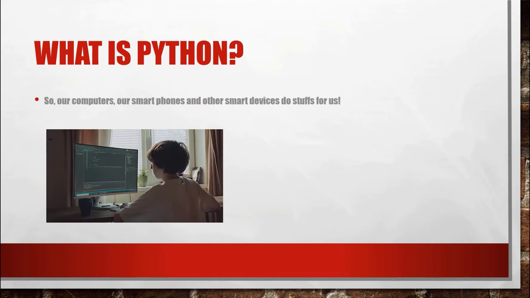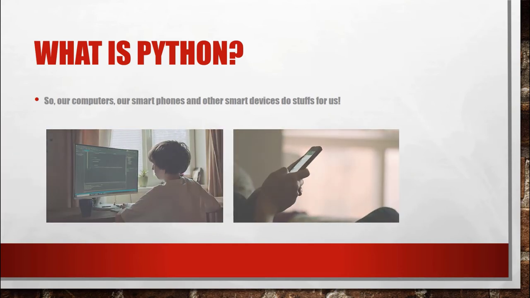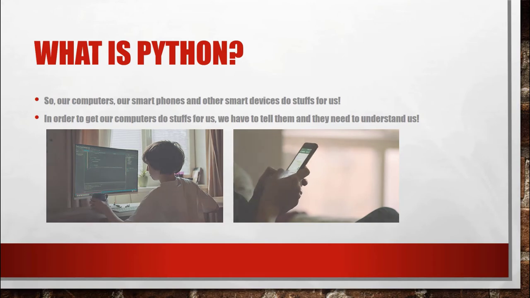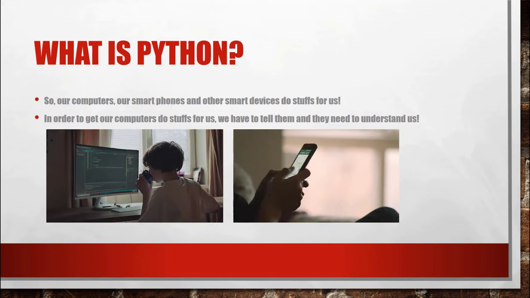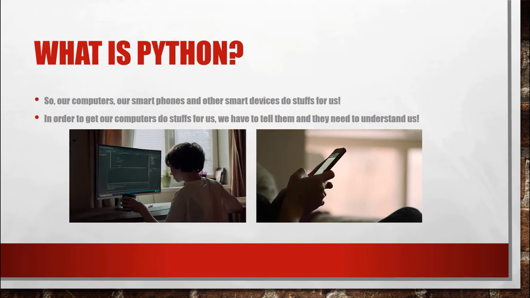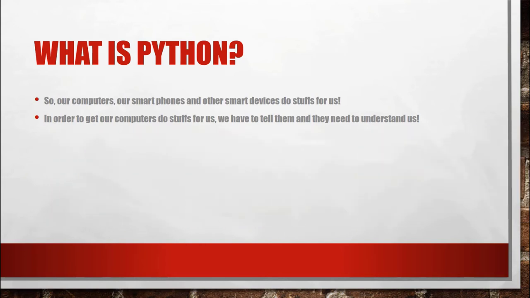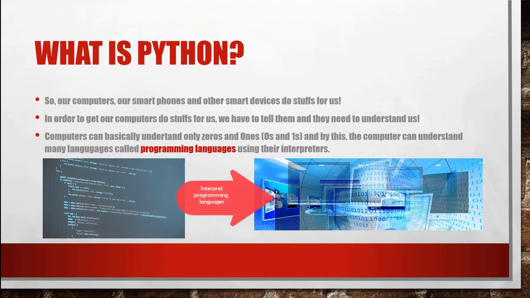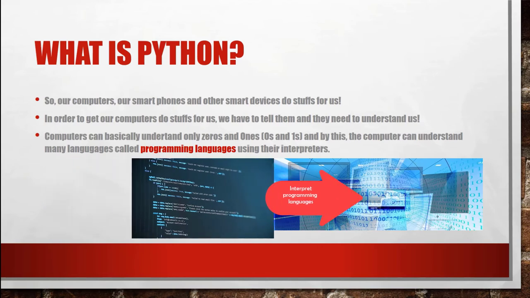We get our computers and our smart devices to do stuff for us. And the idea is this. Before our computers can understand us, we need to speak in the language they can understand and carry out the stuff we want our computers or our smart devices to do for us. Computers basically understand only zeros and ones. In order to get to the zeros and ones, we use programming languages, and there are a handful of them. We will be looking at Python at this stage.